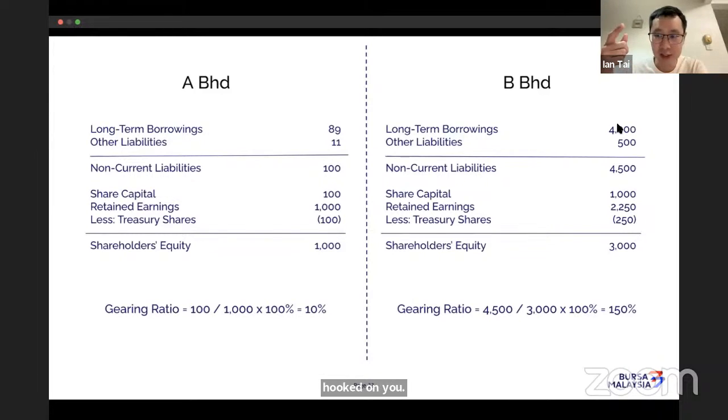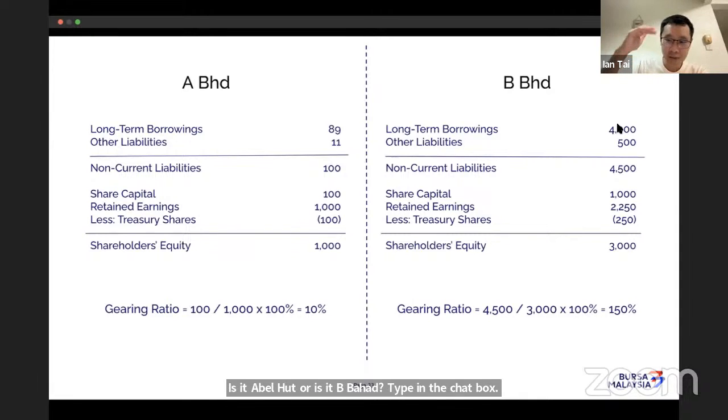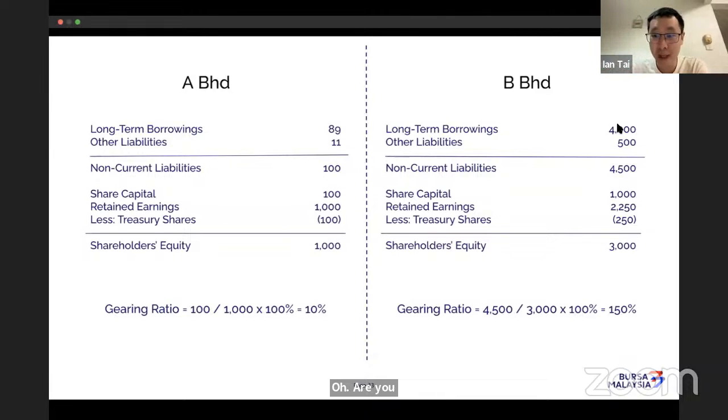Now, the question is this. Sometimes interest rate goes up and sometimes interest rate comes down. Let's say interest rate goes up. Which of the two companies will be more impacted in terms of profitability? Is it A Berhad or is it B Berhad? Type in the chat box. Which one will kena? Oh, ayo, OPR naik. Of course, B Berhad is going to be impacted lah. Especially if most of the long-term borrowings are based on floating rate, then of course B Berhad will kena lah. So that is actually the logic behind it.